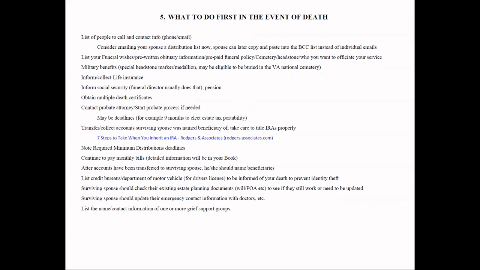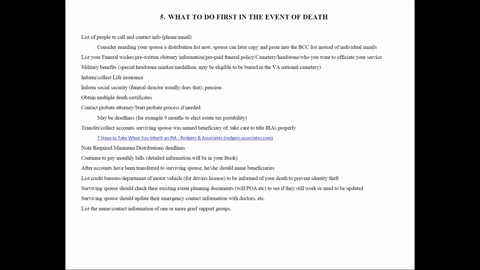And you don't have to do this right away usually, but you may want to consider going ahead and contacting a probate attorney and starting the process. There are certain deadlines. For example, 9 months if you want to elect the estate tax portability. From what I understand, there's a 9-month deadline after the death to do that. And also, if you're not the spouse and you don't have access to the house and things like that, you probably want to start that process pretty soon.